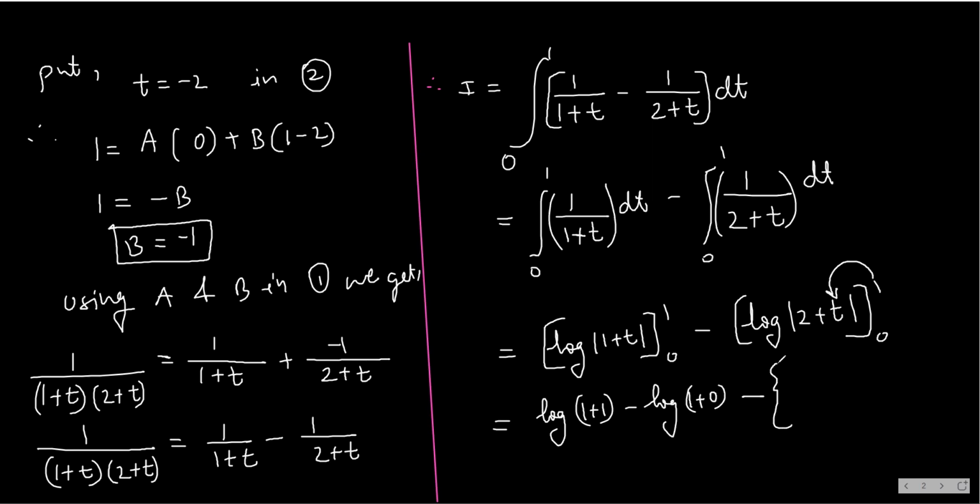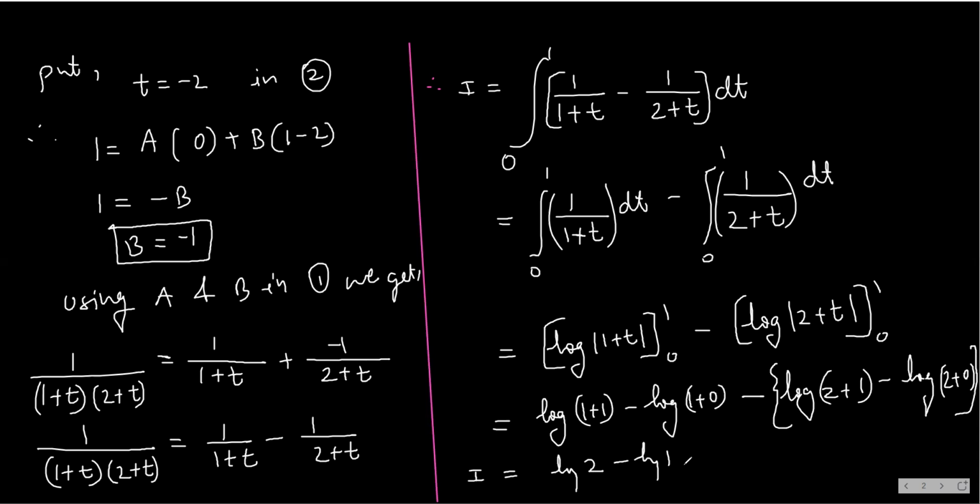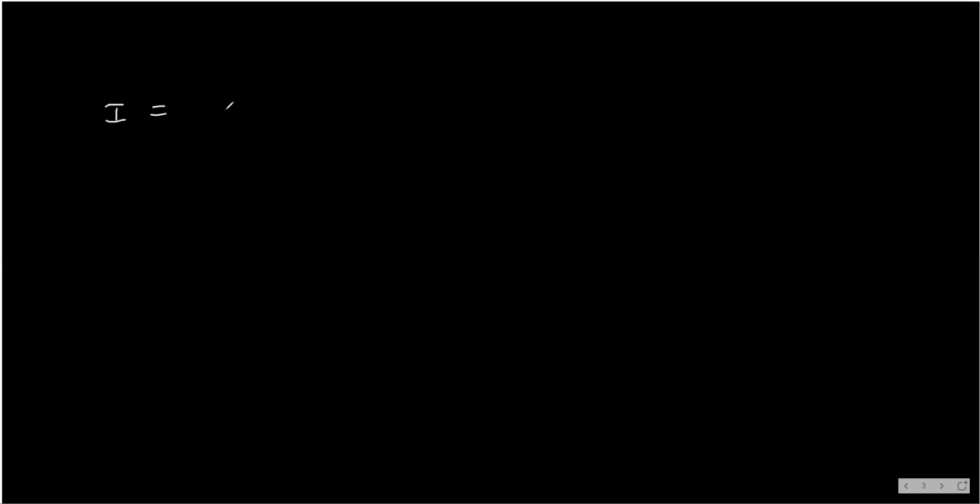Minus, I go for the same here. When I put t as 1, that is my upper limit. So I will get log of, wherever t, write 1, so log of 2 plus 1 minus log of 2 plus 0. Okay, so the next step I get is I equals to log 2 minus log 1 minus log 3 plus log 2. So the final answer you get is 2 log 2. Log of 1 is 0. So you get here I equals to 2 times log 2 minus log 3.